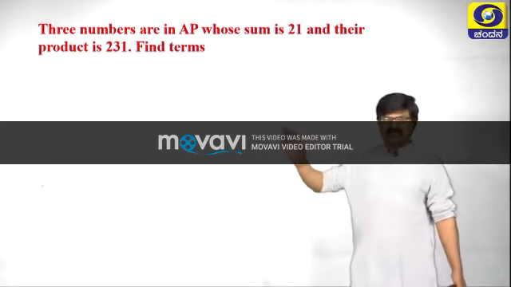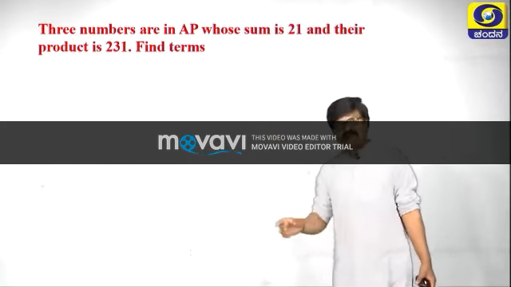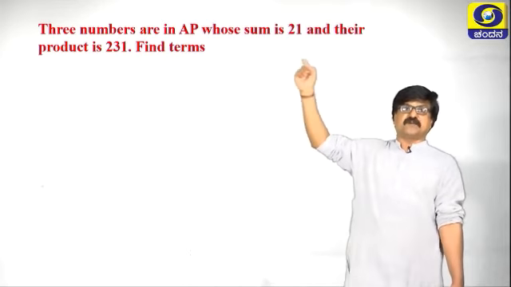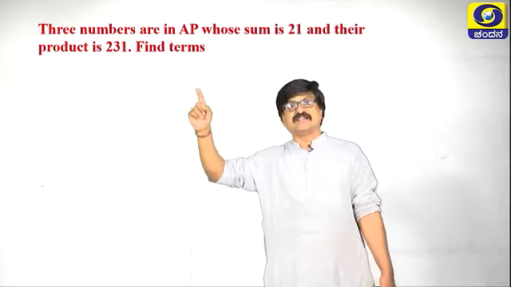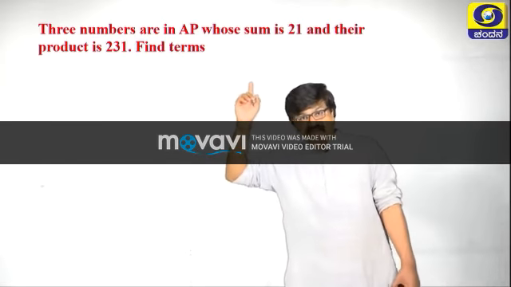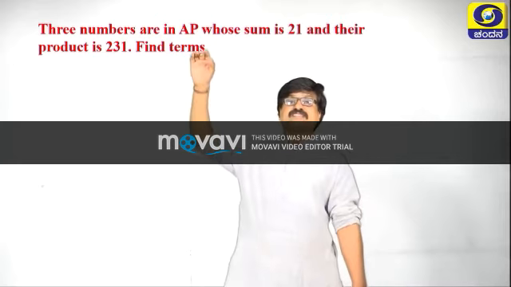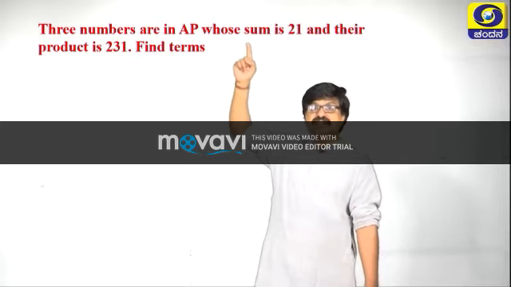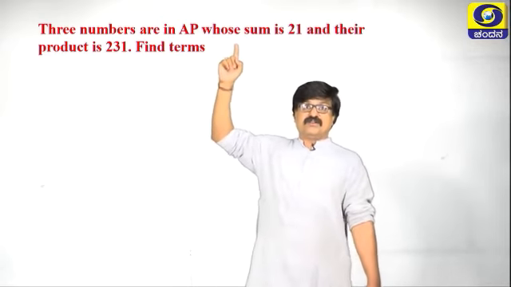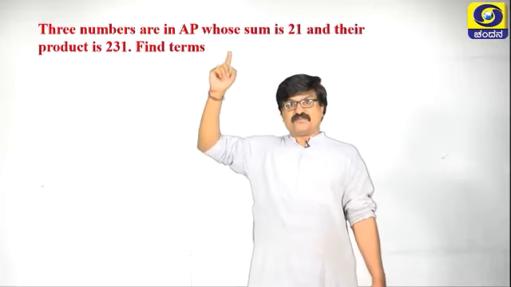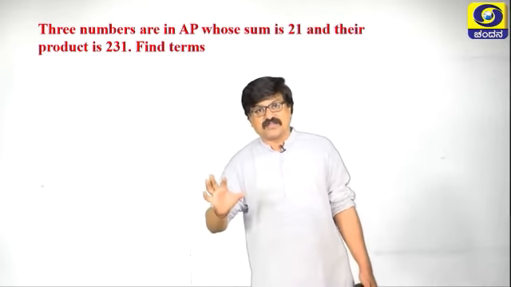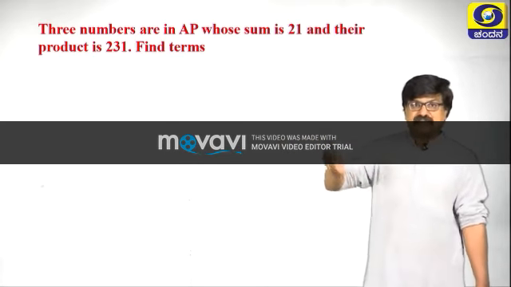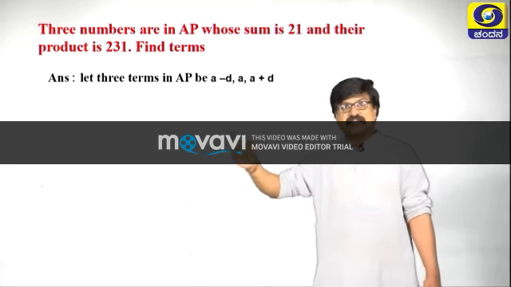Let us take one more, a different kind of problem. 3 numbers are in AP whose sum is 21 and their product is 231, find the terms. Here the sum is given, but while solving this problem we are not using the Sn formula because only 3 terms are given. While solving this kind of problem, what we are doing is just recalling the general form of AP, that is a plus d, a plus 2d, for 3 terms.